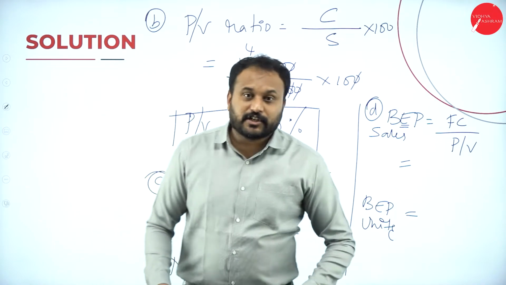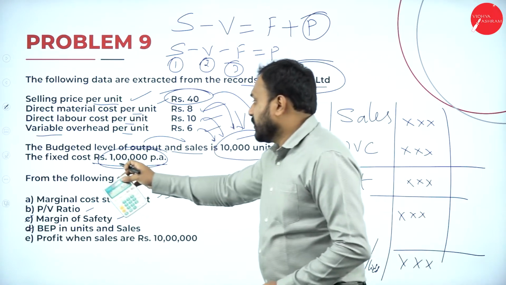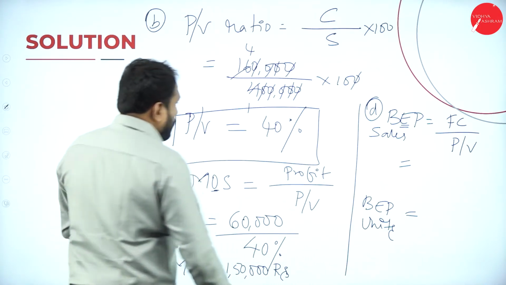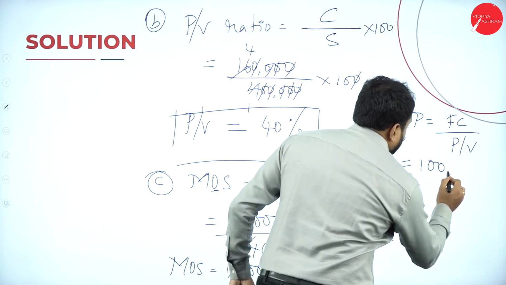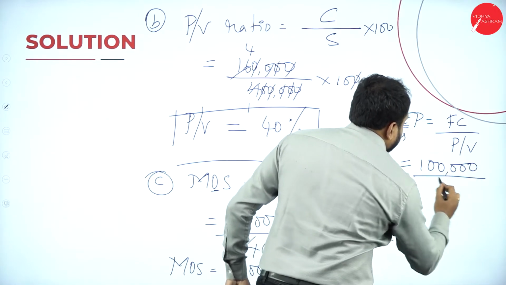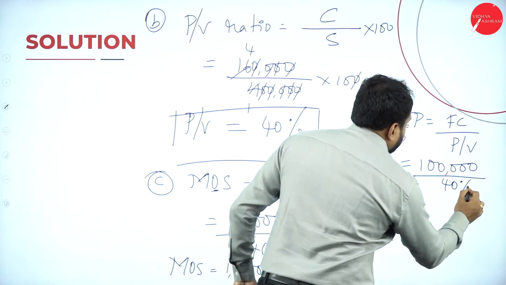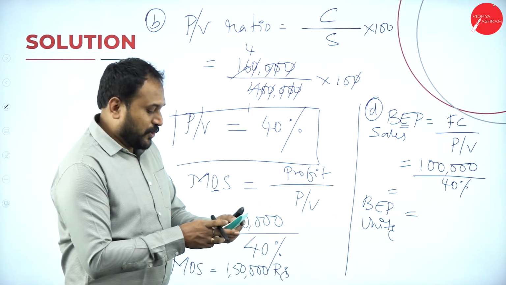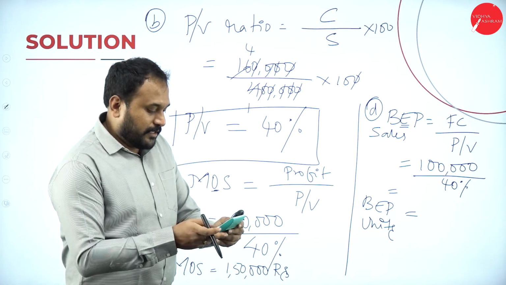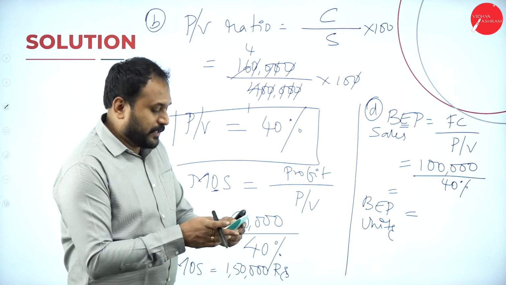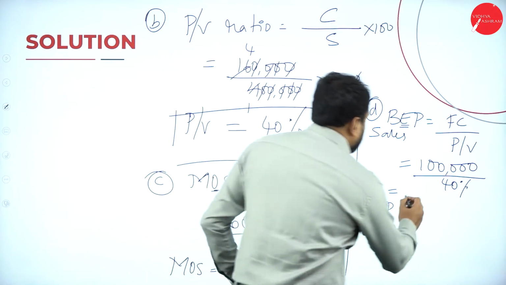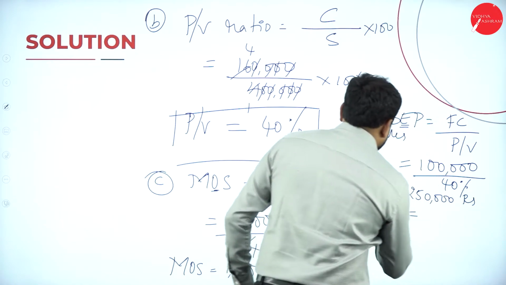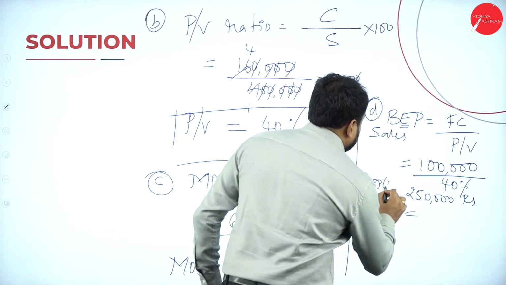Now BEP, fixed cost. How much is our fixed cost? Understand the fixed cost here. 1 lakh is our fixed cost. So we'll go with here 1 lakh divided by PV, how much? 40%. So how much is it? You take your calci, 1 lakh divided by 40% is 2,50,000 rupees. So 2,50,000 rupees is my BEP in sales.